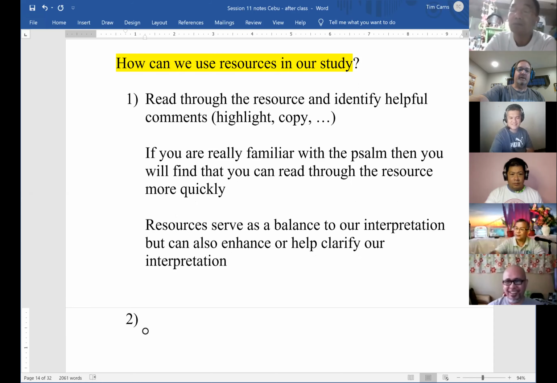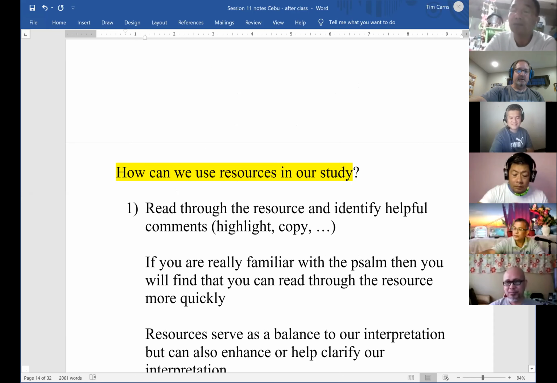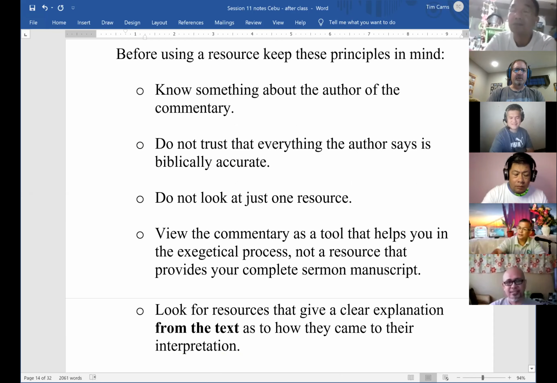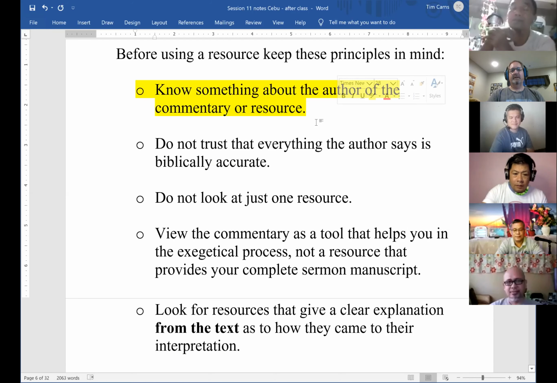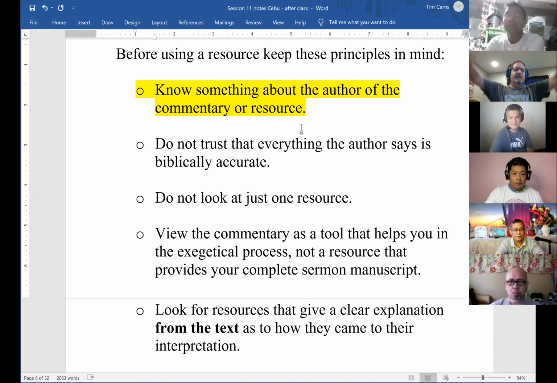Well, that's why, as we discussed earlier, I said know something about the author of the commentary, and I really should put in there, or resource, you really need to know something about the person that you're reading. That's why if you're studying Psalm 99, don't do a Psalm 99 commentary search, and you're going to get all this stuff. Don't do it that way, because sometimes you'll get guys that you've never heard of, you don't know anything about, and so I would just be careful there.